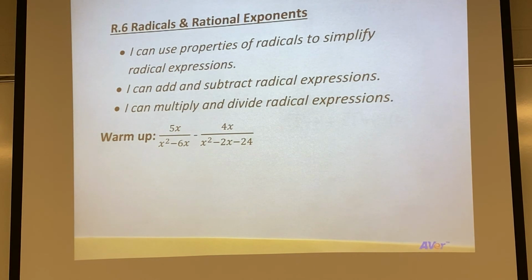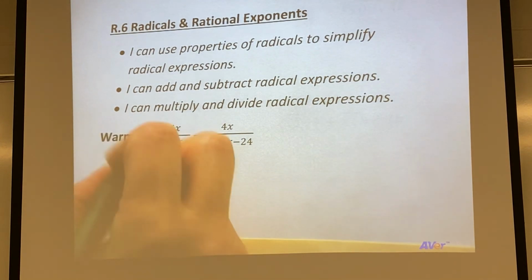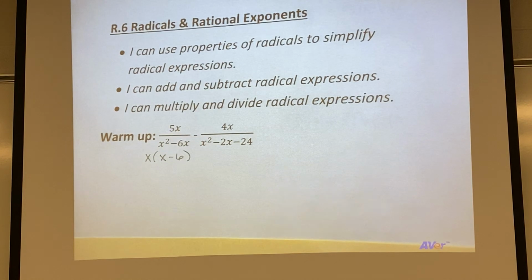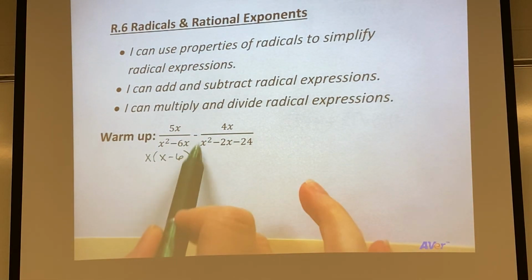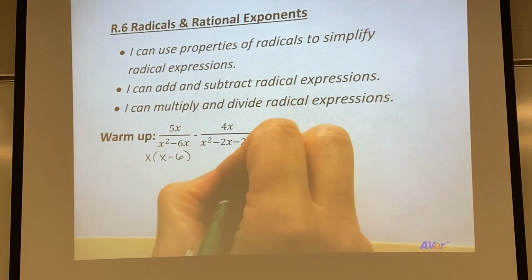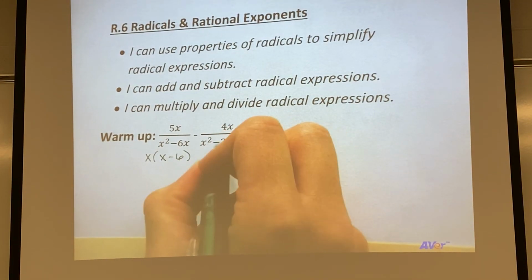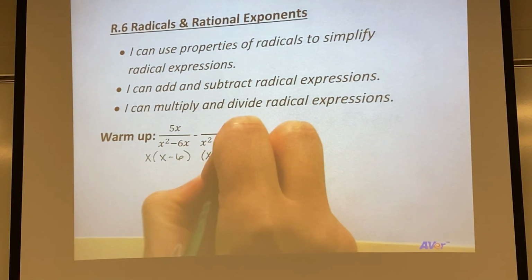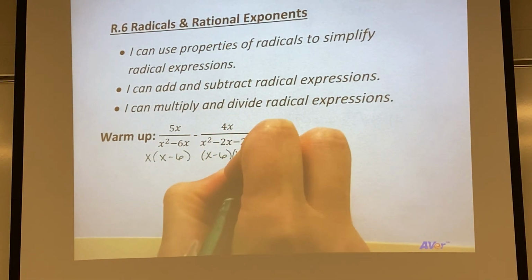So we have these rational expressions that are being subtracted. Hopefully when you look at that, you know that the first thing we need to do is to factor. So we've got to get those denominators factored. This first one has a common GCF, so we can take an x out and we're left with x minus 6. And the next one has a leading coefficient of 1, which is great because that means we don't have to split the middle. So we can just figure out what multiplies to get negative 24 and what adds to get negative 2, which is negative 6 and a positive 4.